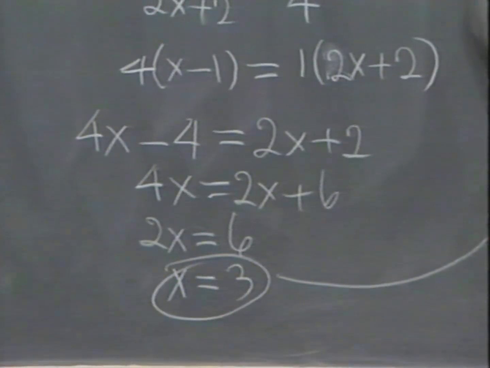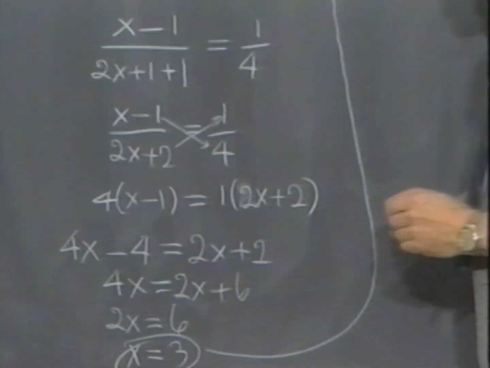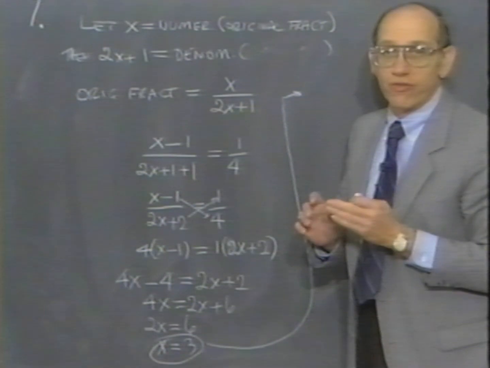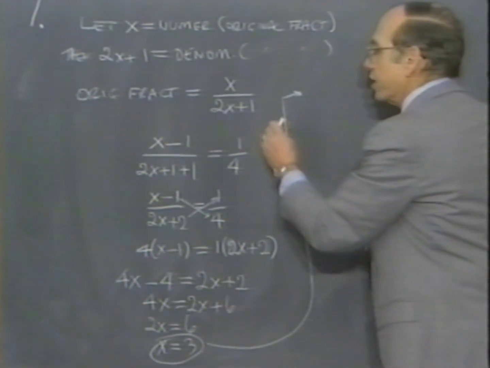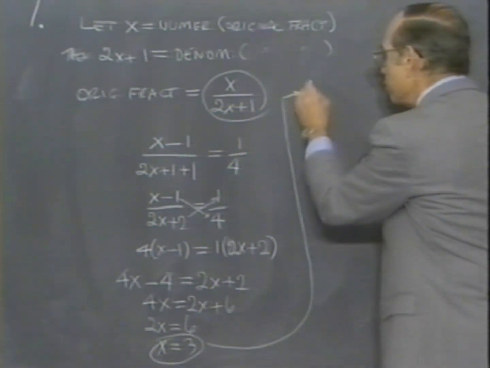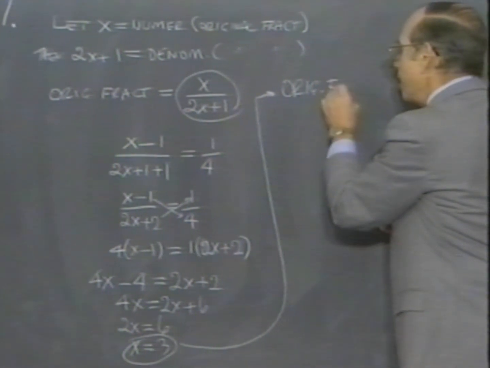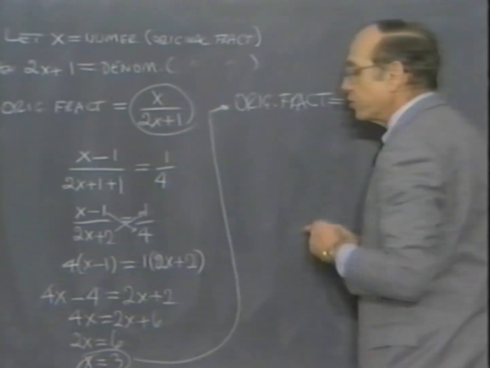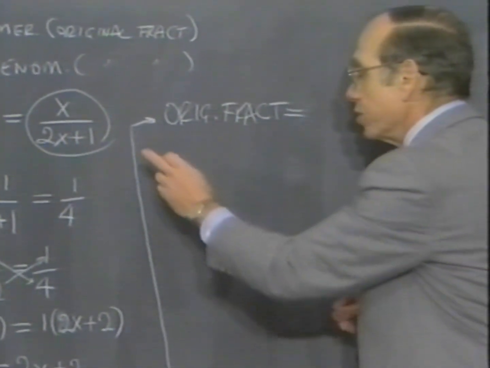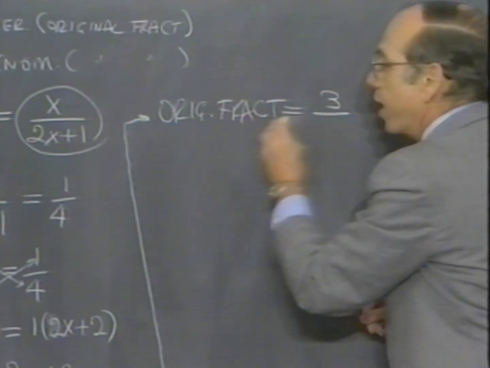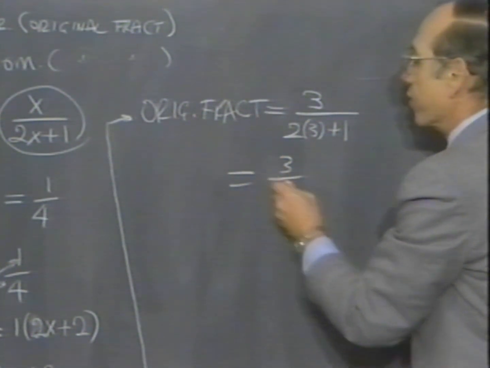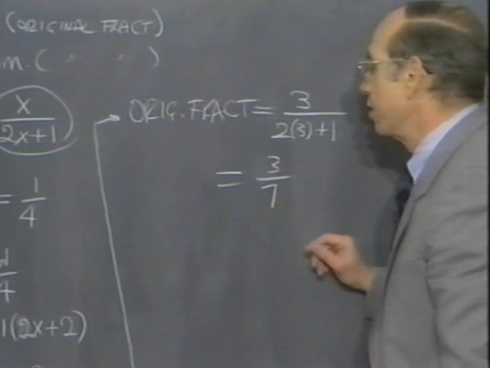Now, are we really finished when we say x equals 3? Well, no. You see, the question said, find the original fraction. Now, the original fraction is x divided by 2x plus 1. So if we want to really know what the original fraction was, we have to take this expression and substitute into it the value of x we just found. And the value of x we just found was 3. So the original fraction was actually 3 divided by 2 times 3 plus 1. In other words, 3 over 7. So our original fraction was 3/7.